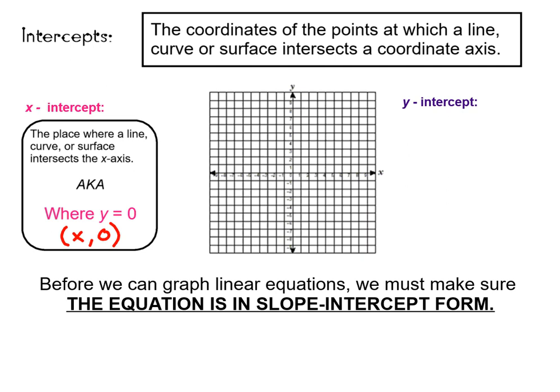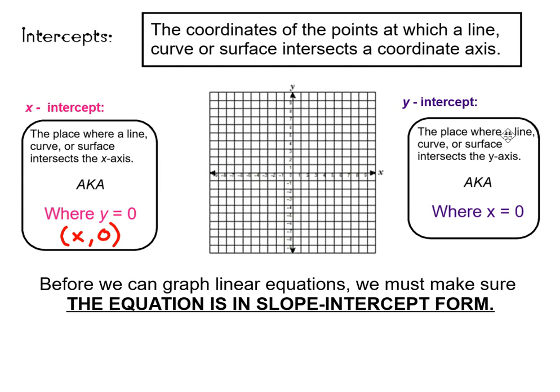Also, we have a y-intercept. That is the place where a line, curve, or surface intersects the y-axis, also known as where x equals 0. When we write that, it's going to take the form of (0, whatever that y value is). So let's go ahead and look at an example of what we mean here.